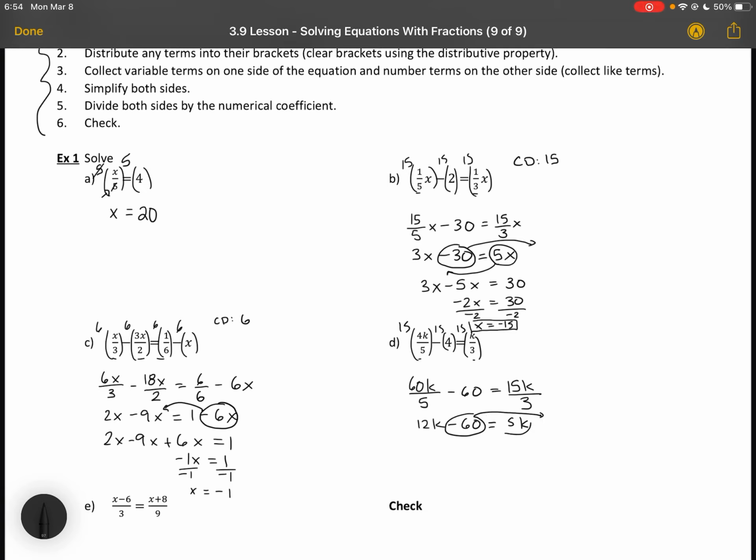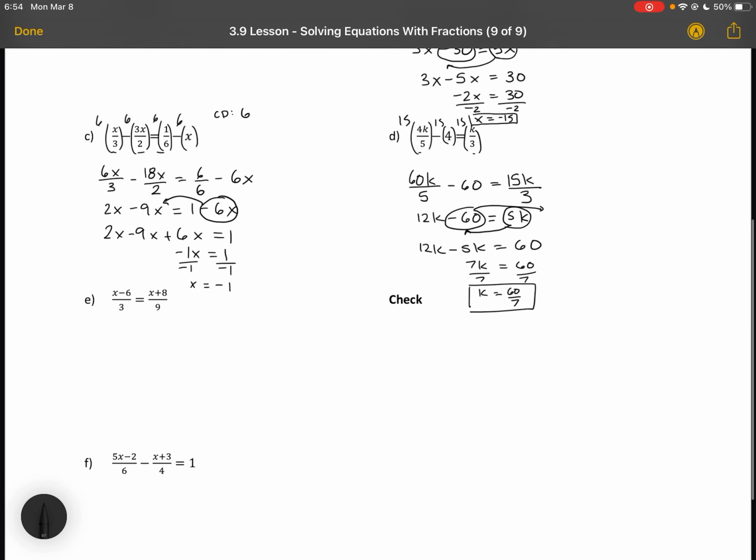Now I'm going to move my numbers to the right-hand side and my variables to the left-hand side. So 12k minus 5k is equal to 60. And then I've got 7k equals 60. Dividing by the number in front of the k is going to give me a fraction, which is okay.